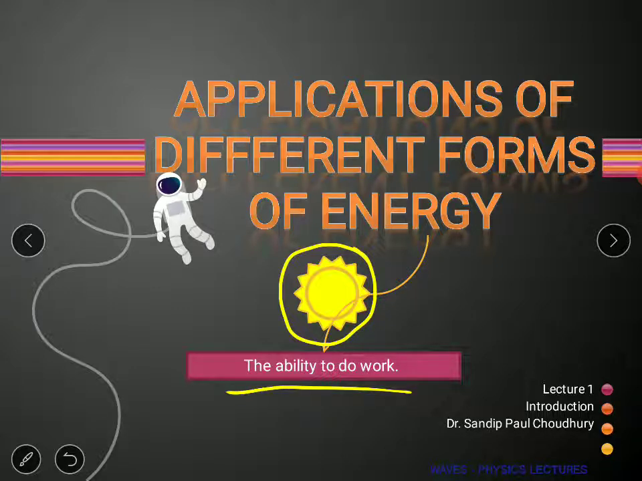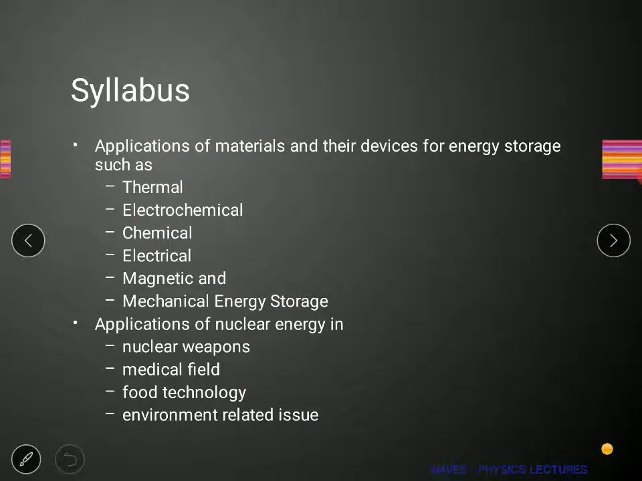So with this, let's start off with the unit, and first let's have a look at the syllabus. What are the topics that we are going to learn in this particular unit? We're going to look specifically into the application of materials and their devices for energy storage. By that we mean the application of materials which use thermal energy, the devices that store thermal energy, and the devices that store electrochemical energy. As we've seen, devices like batteries store electrochemical energy. Many of these topics we have already learned. We are not going to go too much into the detail of that, but definitely we can have a look.